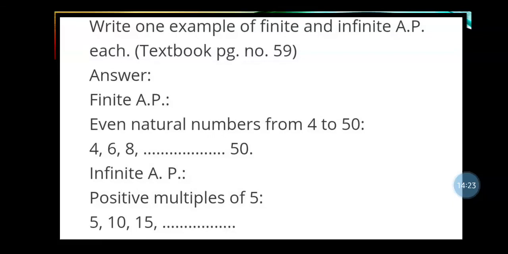This is in your textbook, page 59. Write one example of finite and infinite AP each. Answer. Finite arithmetic progression is even natural numbers from 4 to 50. That means finite AP means the numbers which we can count, countable numbers. 4, 6, 8 and so on.